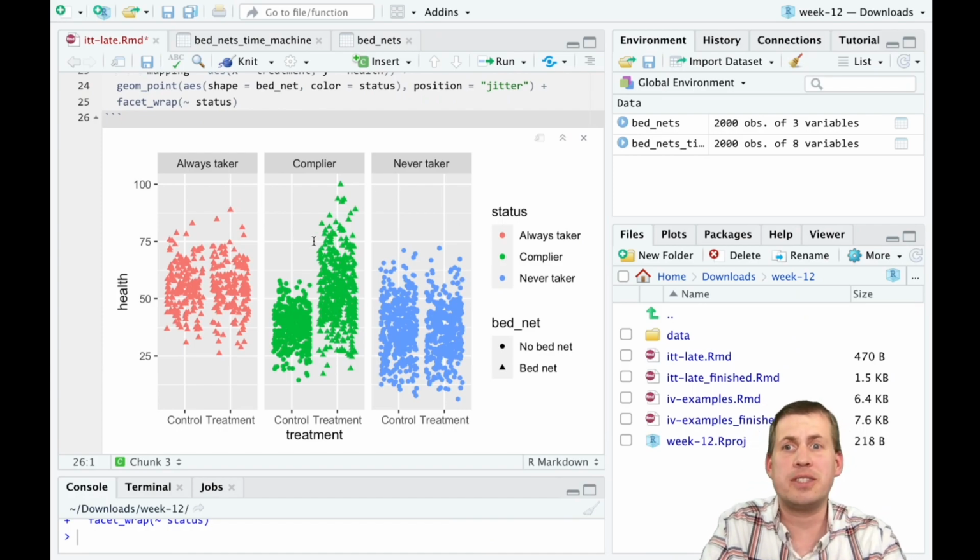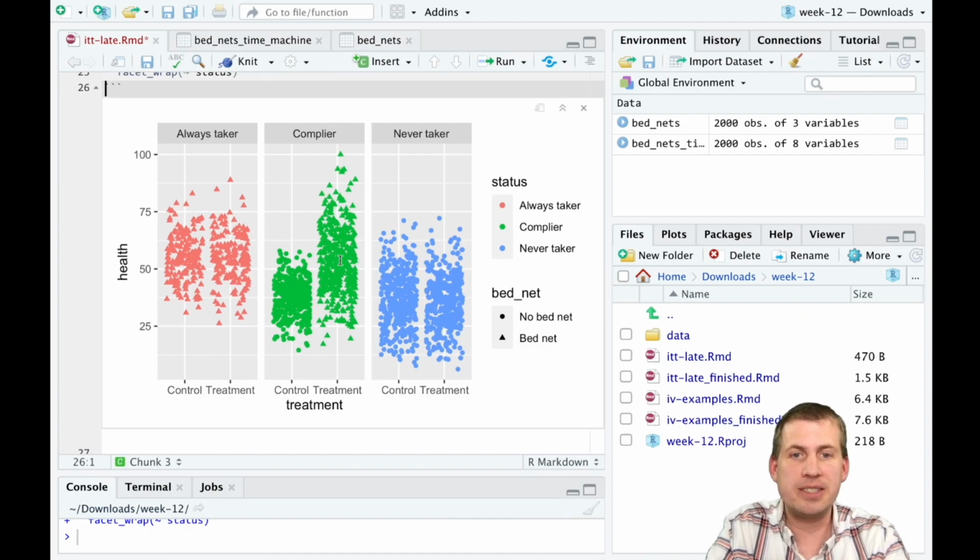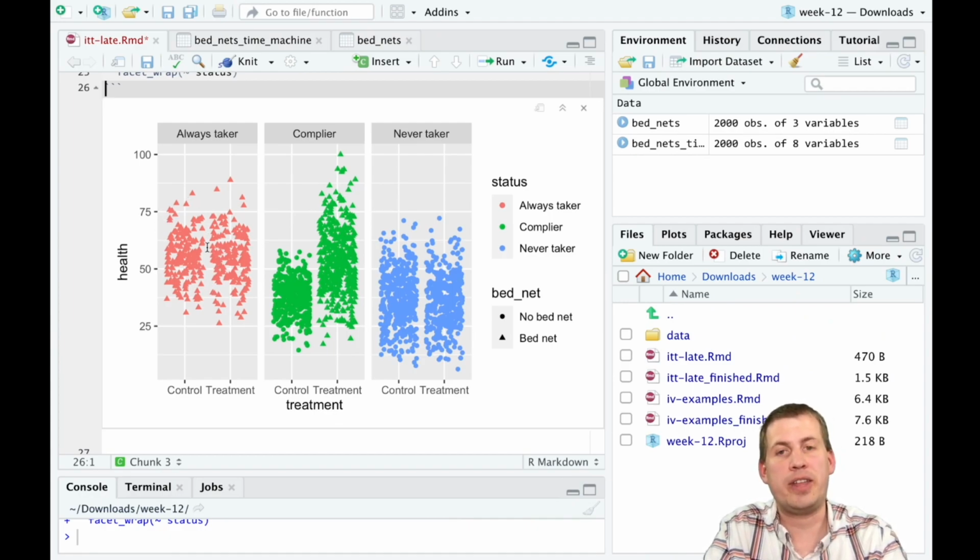And the nice thing about this plot is you can actually see, if you look at the triangles here, all the always takers, regardless of their assignment to treatment, if they're in control or treatment, they're all triangles. They all did the bed net. And they all have higher health outcomes than people who didn't. If we look at the never takers, they never did the bed nets, regardless of their treatment assignment, and they're kind of lower health status here.